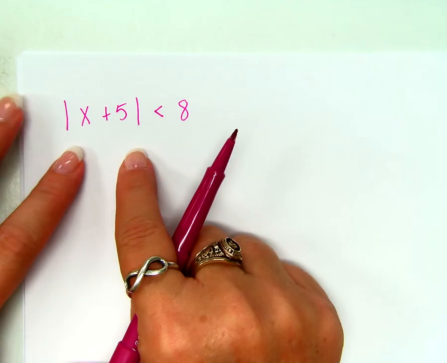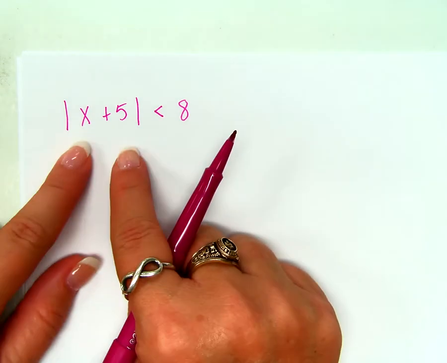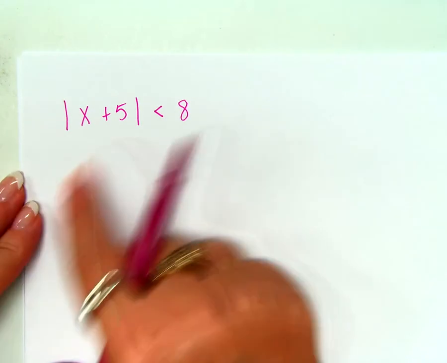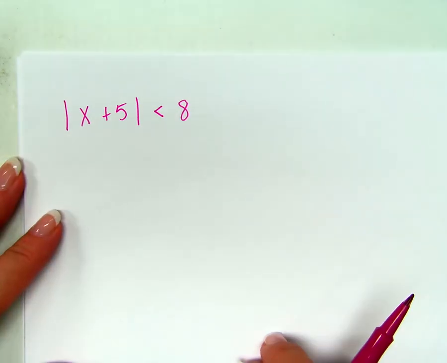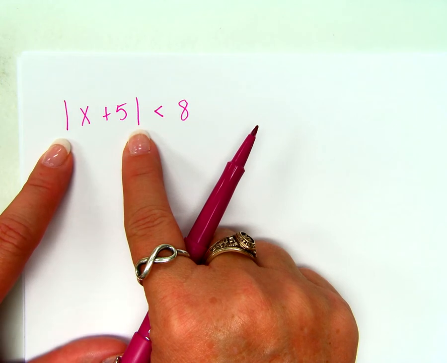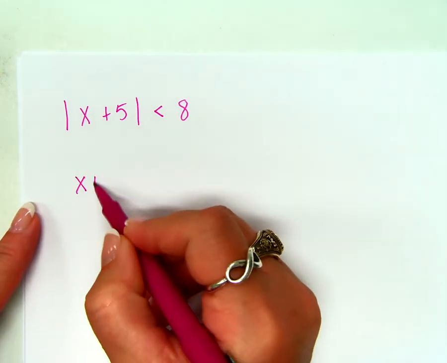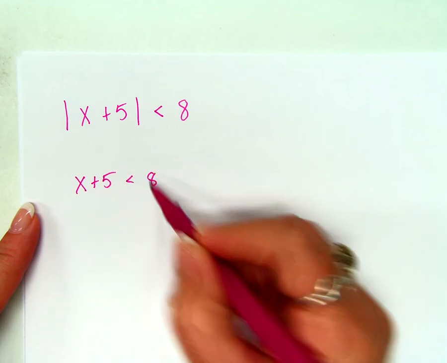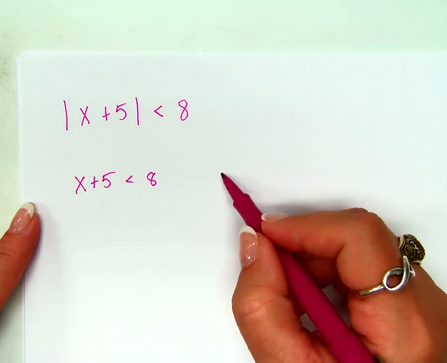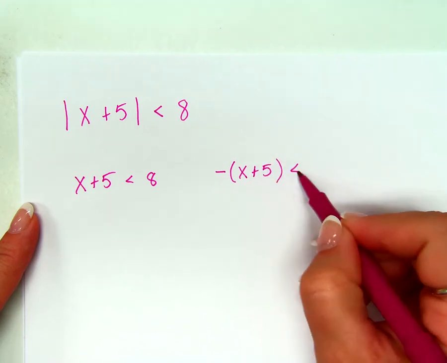So here's the fun part. Because of the way we learned it yesterday, we just are going to start off doing exactly the same thing we did yesterday. Is the absolute value isolated? Yes, so I need a positive and negative, right? So I have x plus 5 is less than 8, and I also have negative of the x plus 5 is less than 8.